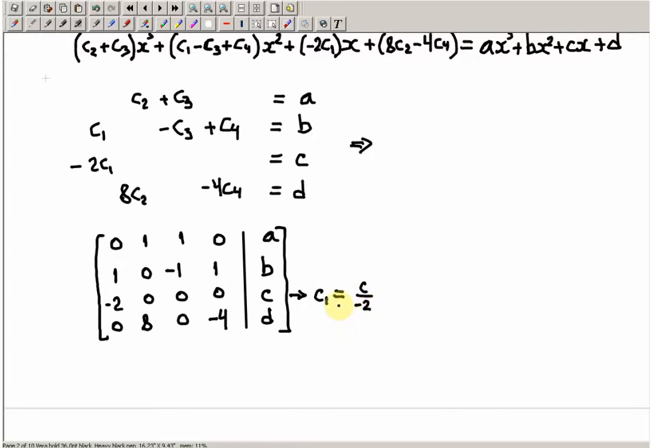Okay, what else? Well, we're going to have to solve for the other variables. So here is C2 equals A minus C3. Let's see if we can get C4 from here. C4 is B minus C1. See, C4 is B minus C1, and I know what C1 is. It's C over negative 2. So it's B minus C over negative 2, and then plus C3.